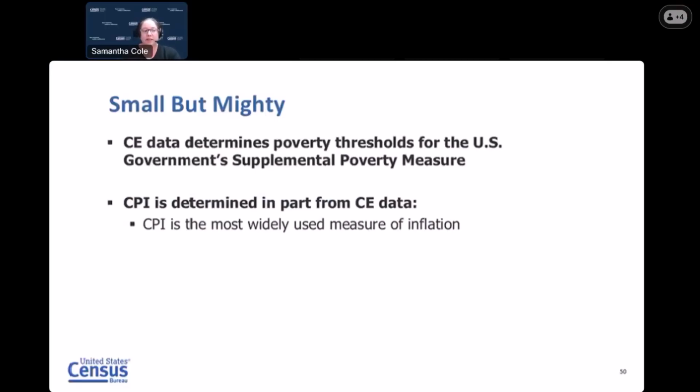So the CE data, it's a smaller study compared to other studies, but it is small but mighty. The CE data determines the poverty threshold for the U.S. government supplemental poverty measure. The CPI is determined in part from the CE data, as Mika touched on, and the CPI is the most widely used measure for inflation.